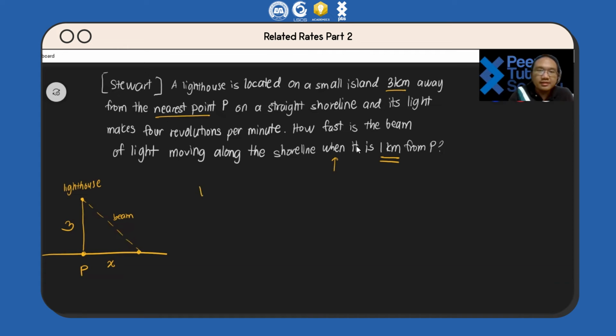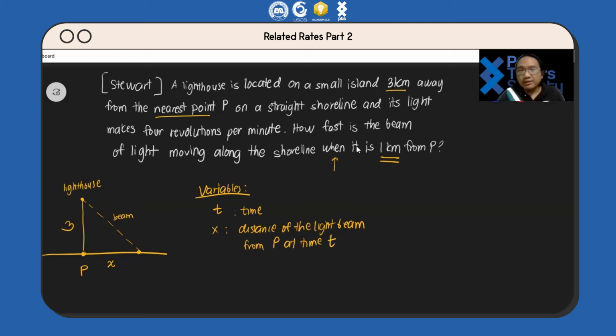Let's try to see the variables. t is always our variable of interest. It's the time. And what is x over here? x is the distance of the light beam from P at time t. But wait, we're lacking another variable. We have t, we have x, but what variable is x related to? This one requires a little bit of creativity.